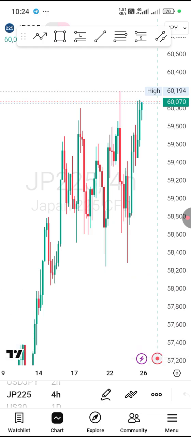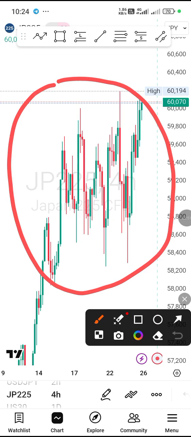If you look at this structure on this pair, it is extremely bullish. Some people will say it's ranging, and some people will say, Edward, it's bullish. Let me take it out for you. If you look at this structure entirely, what do you see? Some people see a bullish structure, some people see a ranging market. What do you see?